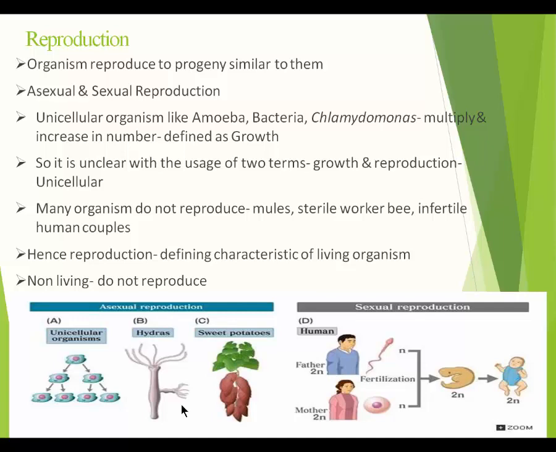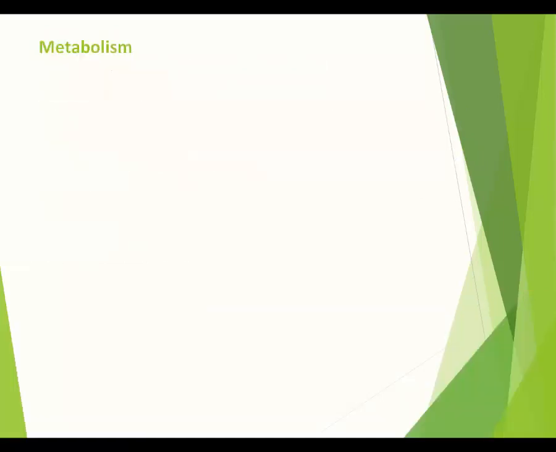Reproduction can be considered a defining characteristic of living organisms, because you will never find that a non-living material is reproducing or producing an alike object. So this is a very distinguishable characteristic. Next is metabolism.